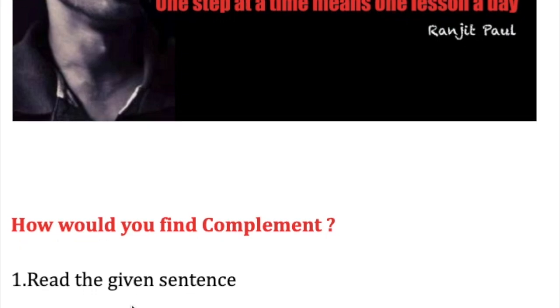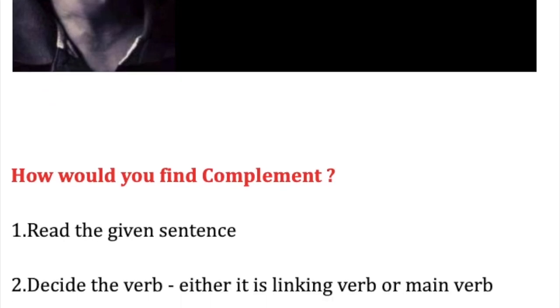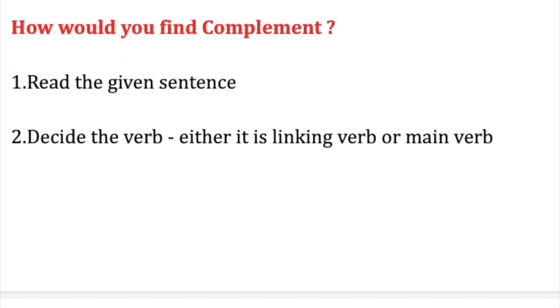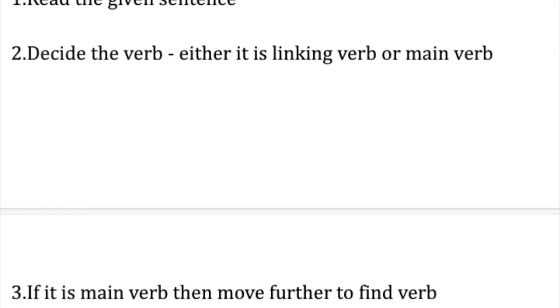So let's get started. Now, when you want to find a complement in a sentence, you have to do a few things. First thing first, read the sentence. Decide the verb, and decide whether it is a linking verb or an action verb. You have to decide on this particular point first. Since you have discovered the verb, now if you call it a main verb, what is a main verb? When the subject does something, that is called a main verb.